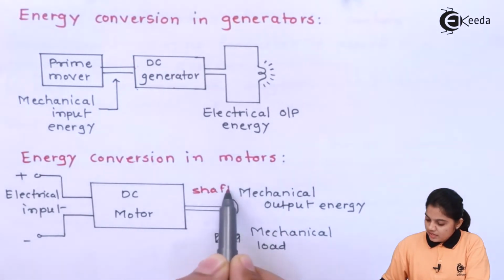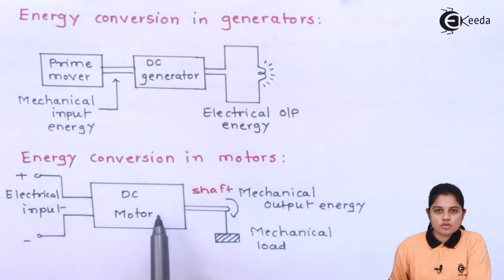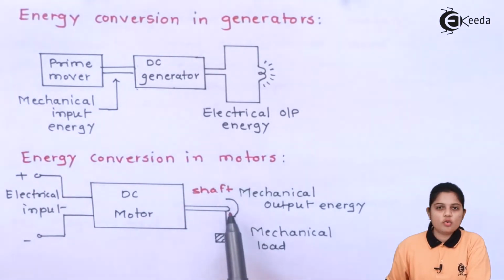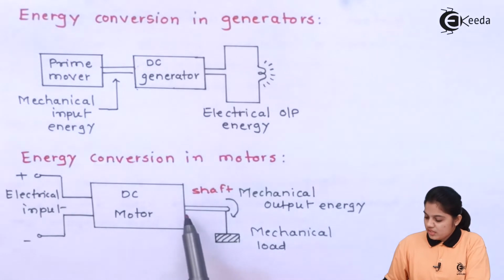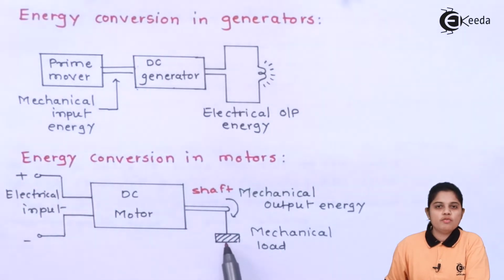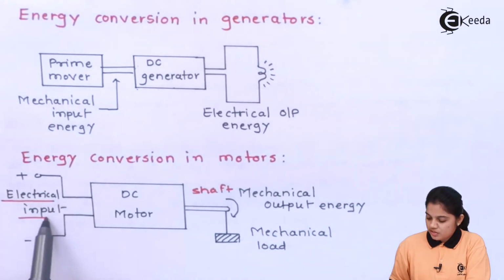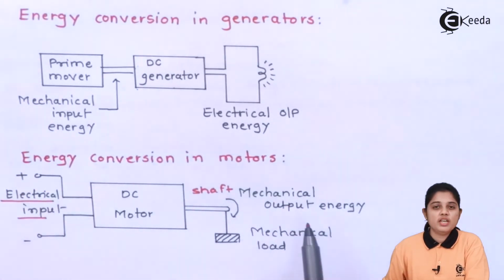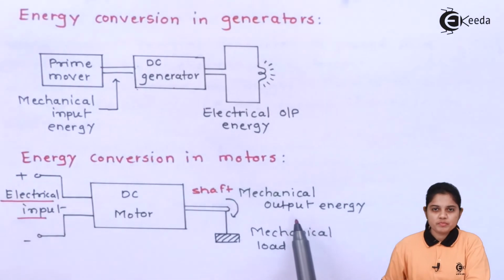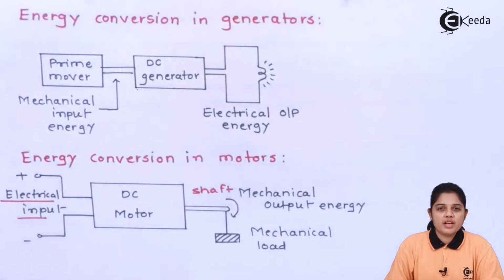So this is called a shaft. Once it gets the electrical energy as a source, this shaft will start rotating in a clockwise manner. When this shaft rotates, the mechanical load will be driven by this energy. So basically here we are converting electrical energy into mechanical energy. This is how the conversion of energy takes place in a DC machine.